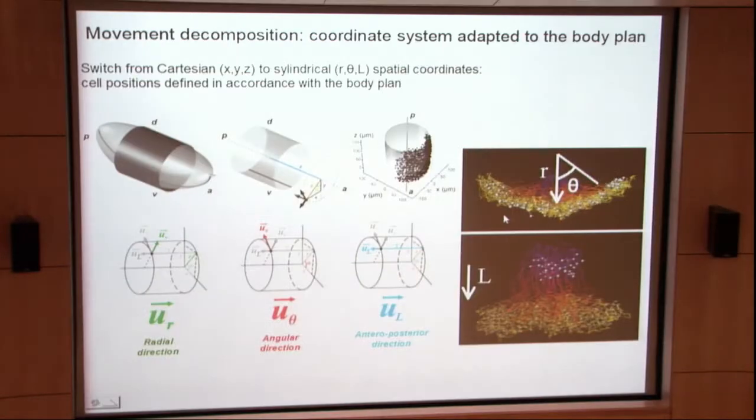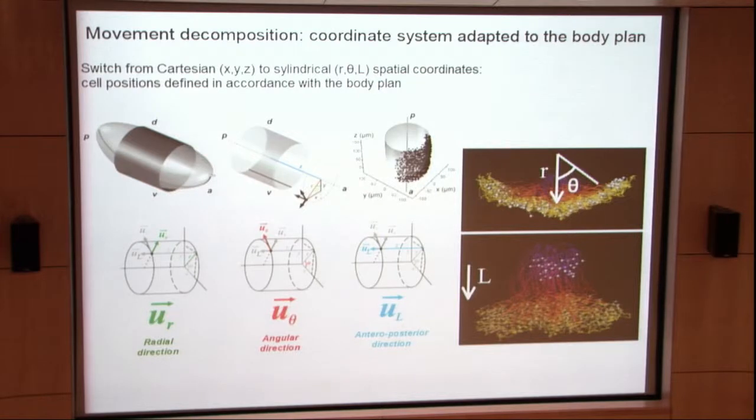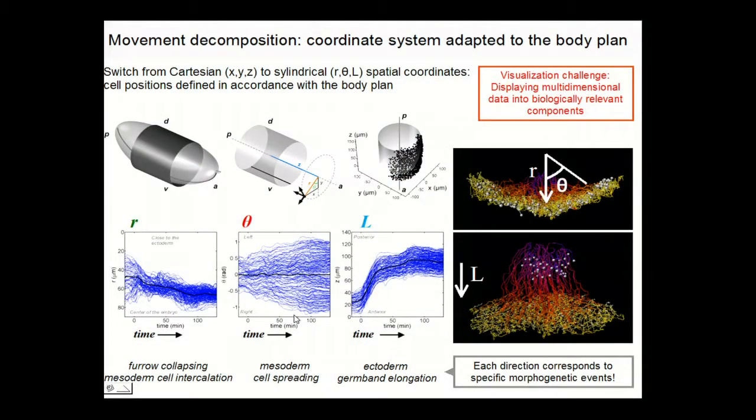So then we wanted to focus on the specific movement of these mesoderm cells, and something really important was to decompose the movement into something that is meaningful in terms of the biology. So we chose to use a coordinate system that was adapted to the body plan, and we were lucky enough that this embryo in this area has a cylindrical shape. So we could use a cylindrical coordinate system, and we could decompose the movement into each coordinate and, instead of showing the three-dimensional data, display the data this way with time in this direction and each coordinate in the other.